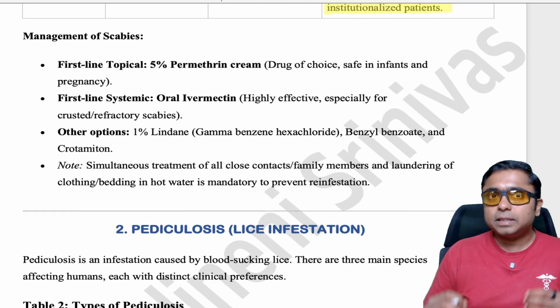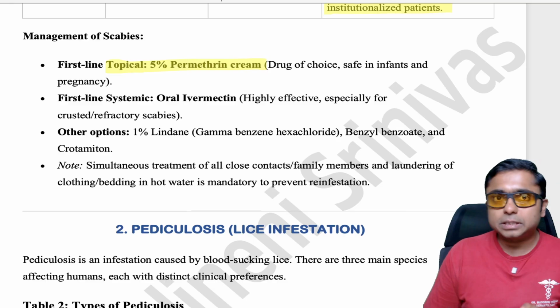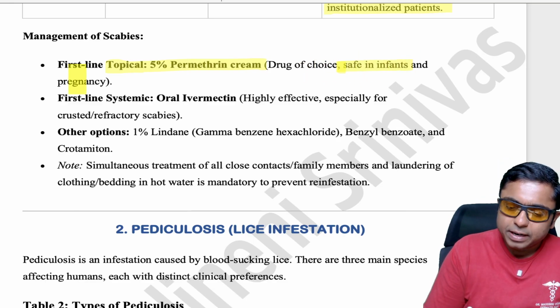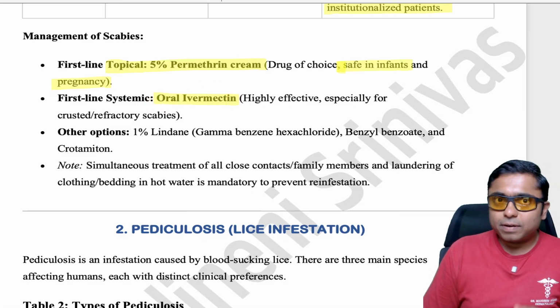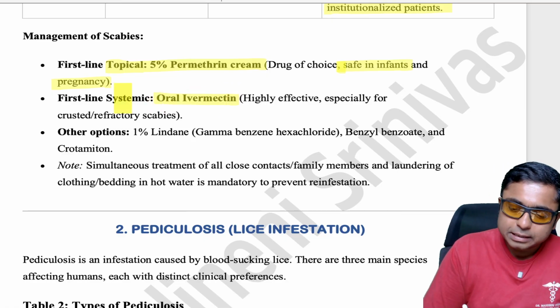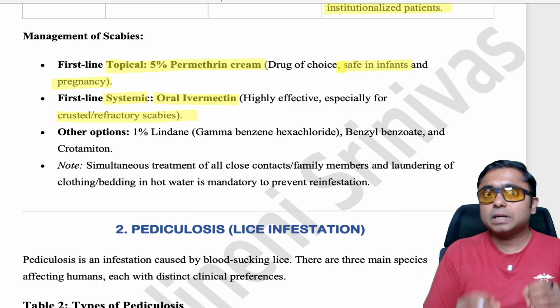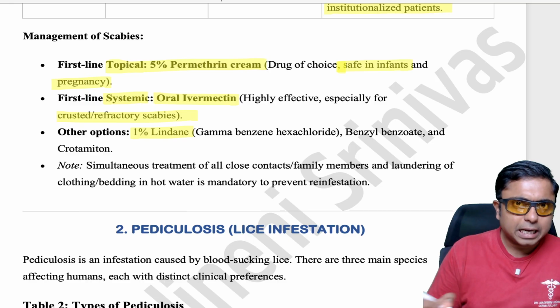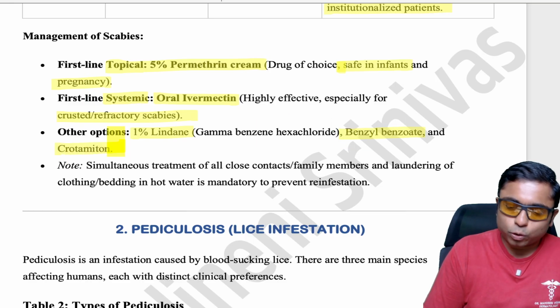Coming to the management, the first line topical treatment is 5% permethrin cream, and it's the drug of choice, safe in infants and also safe in pregnancy. Oral ivermectin is the first line systemic agent which can be highly effective, and it can be used in cases of crusted and also refractory scabies. 1% lindane, gamma benzene hexachloride, benzyl benzoate, crotamiton also can be used.